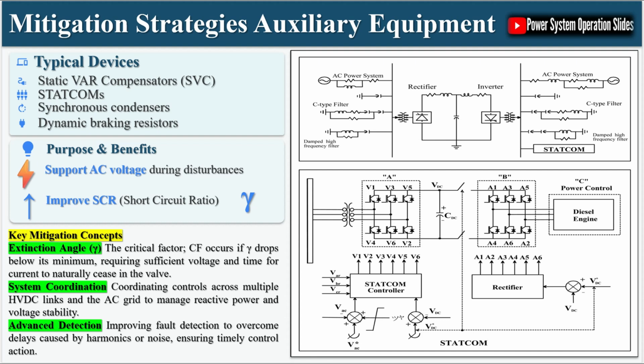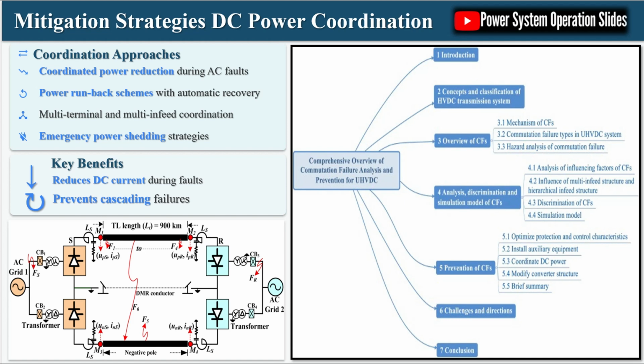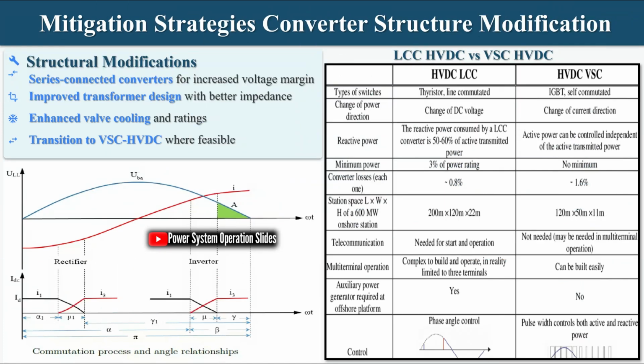The recovery time following a CF event can be significant, especially in weak grids or multi-in-feed configurations. For system operators, these impacts translate to operational challenges, increased maintenance requirements, and potential reliability concerns. Understanding these risks is crucial for developing appropriate operational procedures and mitigation strategies to minimize the likelihood and impact of CF events.